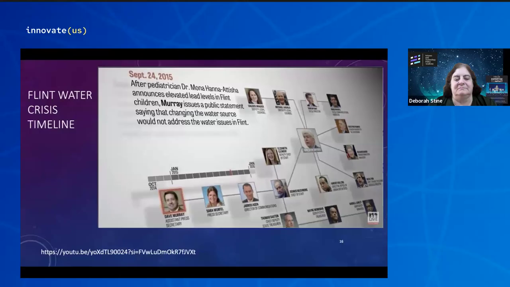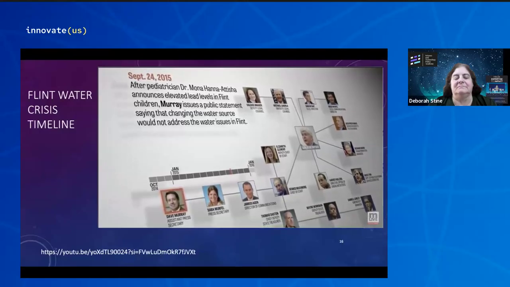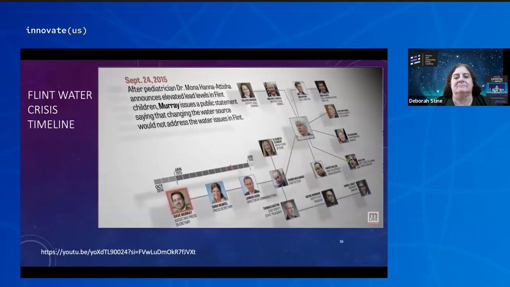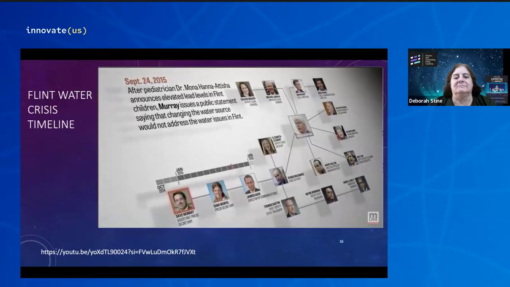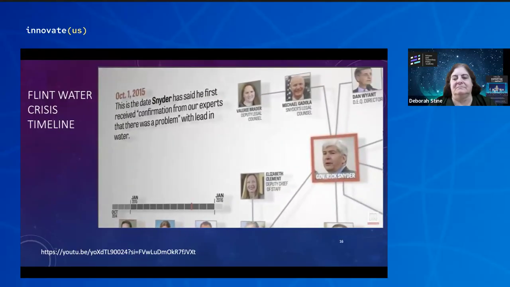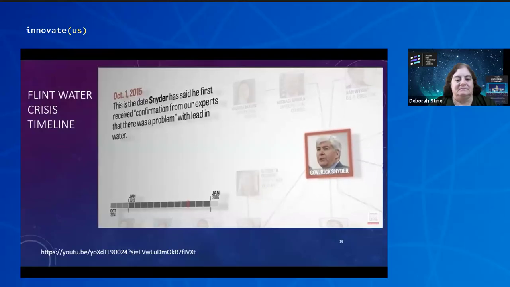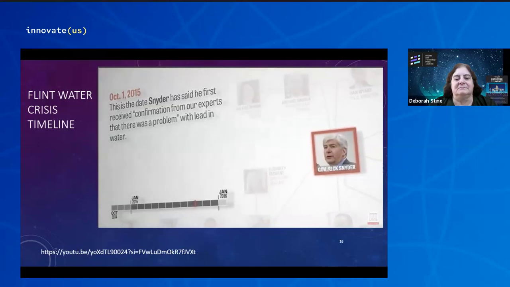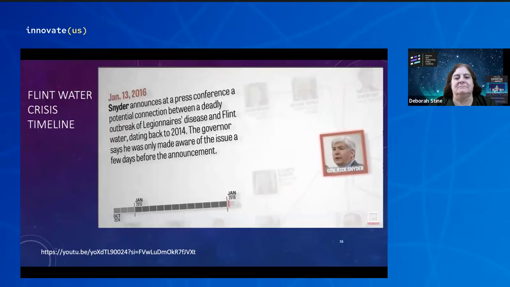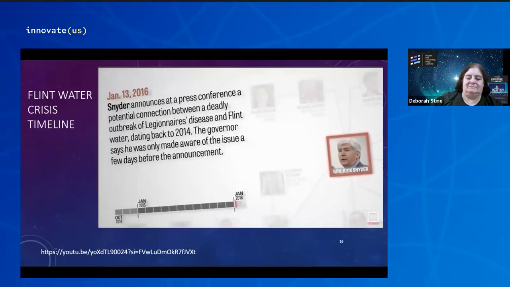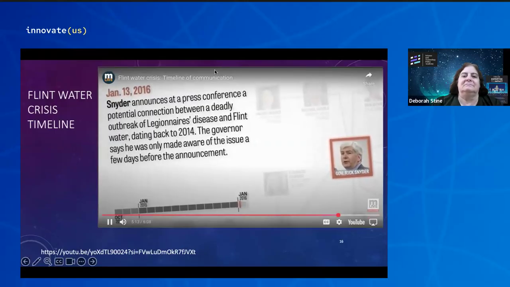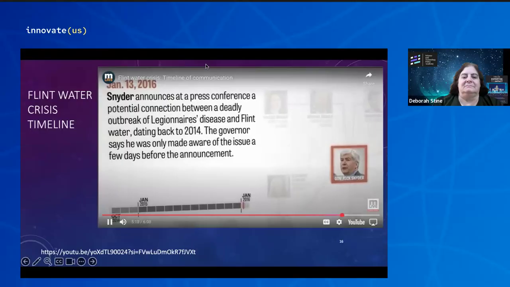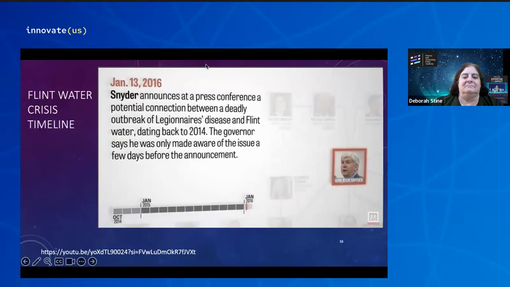September 24th. After pediatrician Dr. Mona Hanna-Attisha announces elevated lead levels in Flint children, Murray issues a public statement saying that changing the water source would not address the water issues in Flint. October 1st. This is the date Snyder has said he first received confirmation from our experts that there was a problem with lead in water. January 13th, 2016. Snyder announces at a press conference a potential connection between a deadly outbreak of Legionnaire's disease and Flint water, dating back to 2014. The governor says he was only made aware of the issue a few days before the announcement.